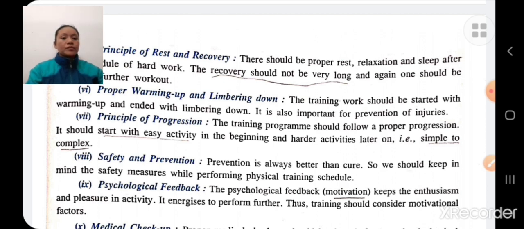Psychological feedback. During the training program, we should motivate the player, so that by motivating the player, it energizes him. During the training we should give psychological feedback, like motivating them, which makes them energetic and improves their performance.